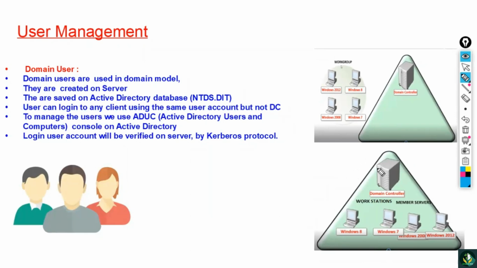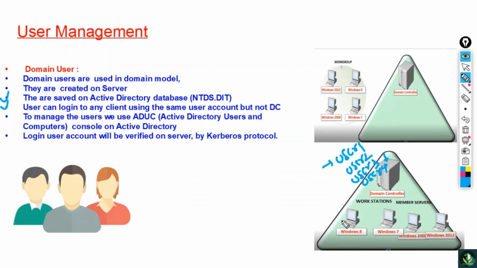So you are going to create all the users in the domain controller: user 1, user 2, user 3, and user 4. They are created on the server and saved in the Active Directory database. And what is the Active Directory database? ntds.dit. And a user can log on to any client using the same account, but not the DC. So guys, these users can access all the computers in your network.